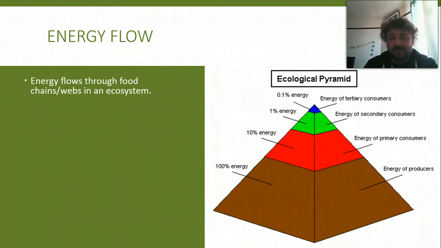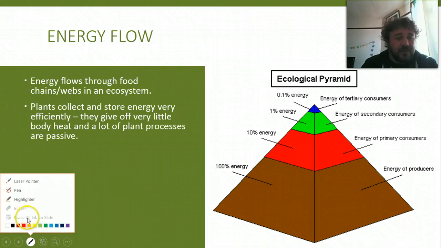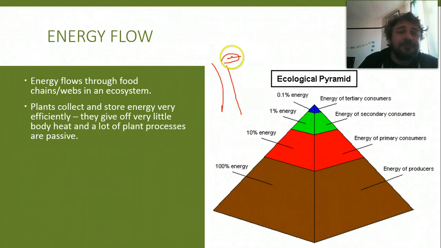Here's our ecological pyramid again, and basically we're looking at how energy flows through food chains and webs in an ecosystem. We know that plants collect and store energy very efficiently. You know this because if you touch a plant, it's cool. They give off very little body heat, and most of their processes are passive.